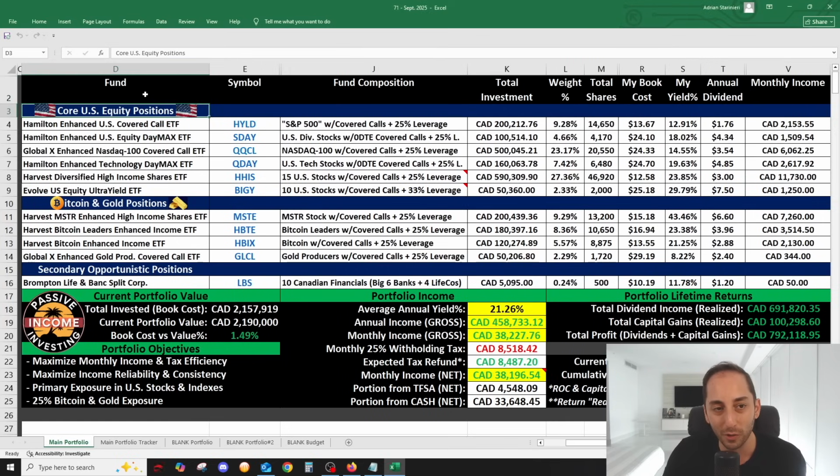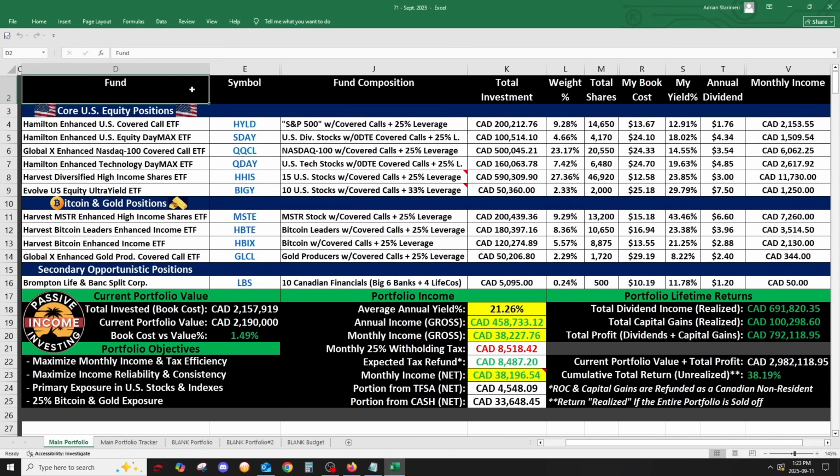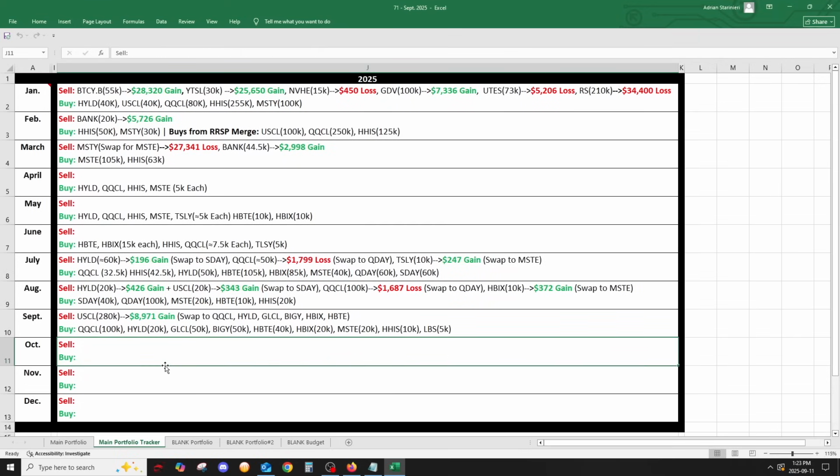Let's go through the portfolio now, everyone. So lots of changes, lots of things to talk about. And I will remove my face because I don't want to block anything. So let's go through the buys and sells of the month. The biggest thing I did this month, and by the way, you could click on the main portfolio tracker tab at the bottom to see what I've done. And again, if it's too small, just download it on my website and follow along.